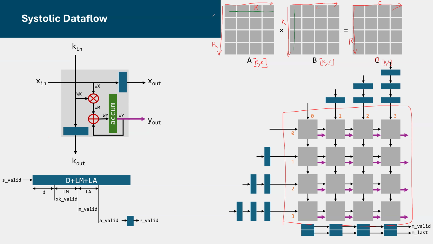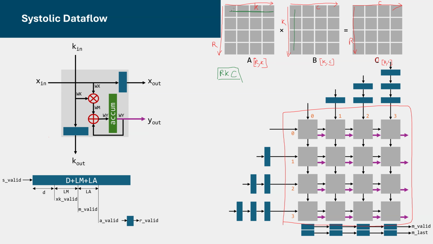So now the question is, how do you accelerate this, or how do you do it in parallel, using multiple elements in parallel? So how many operations are there in matrix multiplication? If you take the number of multiplications, it's basically R into K into C. So the total number of multiplications is R into K into C.